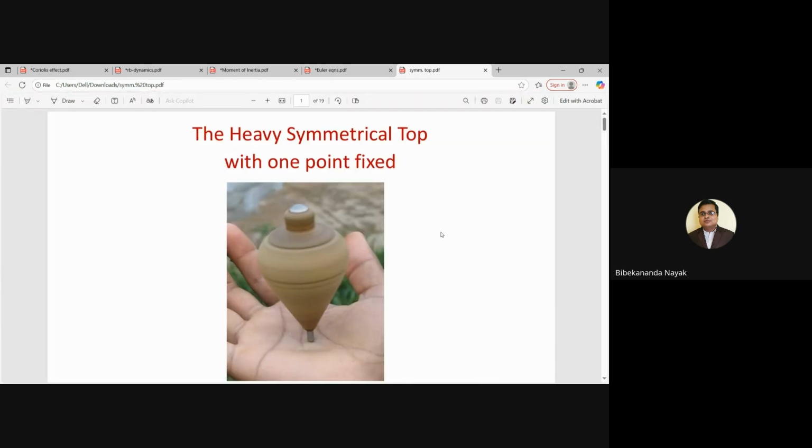The heavy symmetrical top. Is the symmetrical top slide visible? Hello? Hello? Is the symmetrical top slide visible?